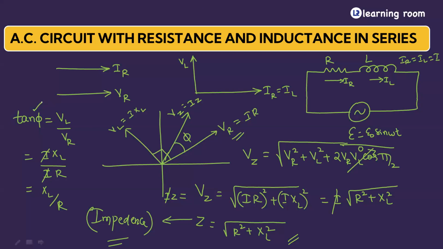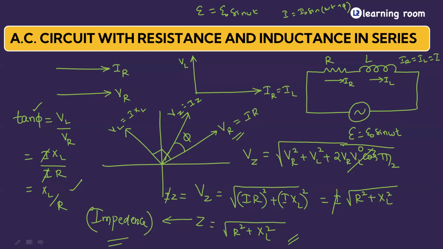So what I'm trying to say is, if you write E is equal to E naught sine omega t, here the value of I will be equal to I naught sine of omega t plus phi. And that phi value is tan inverse of XL by R. Are you able to understand? So this is how it works.